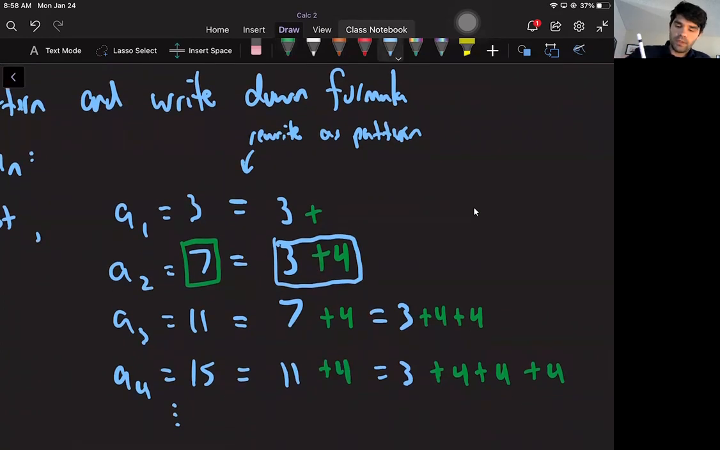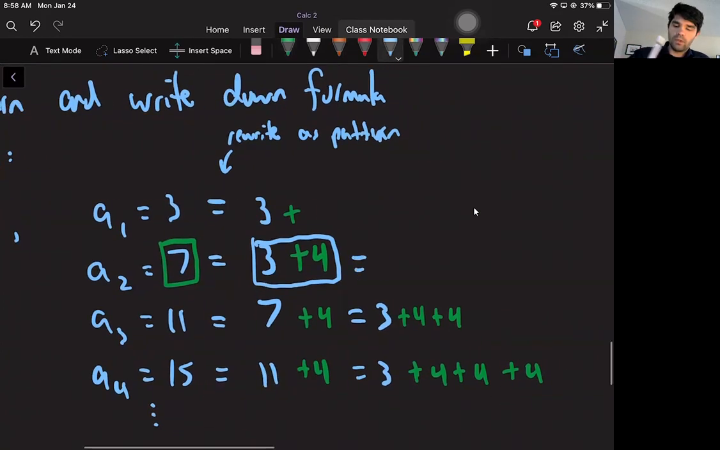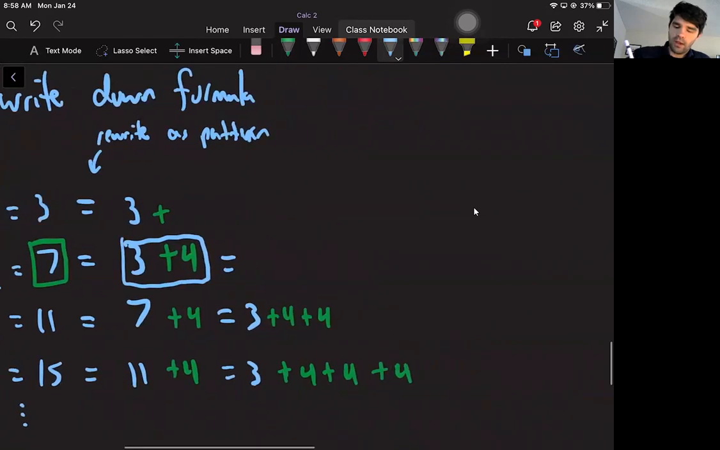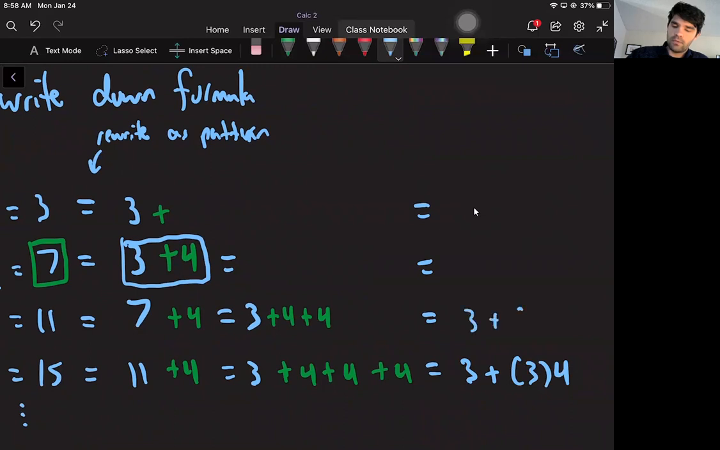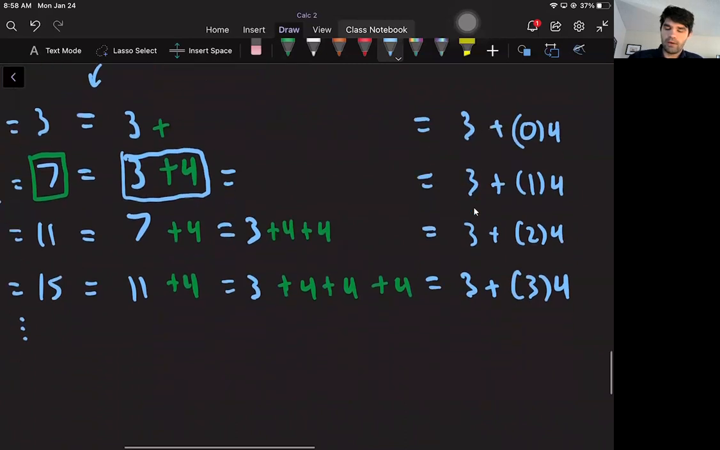So let's think about it. These other ones as just counting how many 4s you add. So I'll line them up right here. So this is really 3 plus how many 4s? 3 4s. This is really 3 plus 2 4s. And this is really 3 plus 1 4. And so this is really 3 plus no 4s. And so this is the pattern.